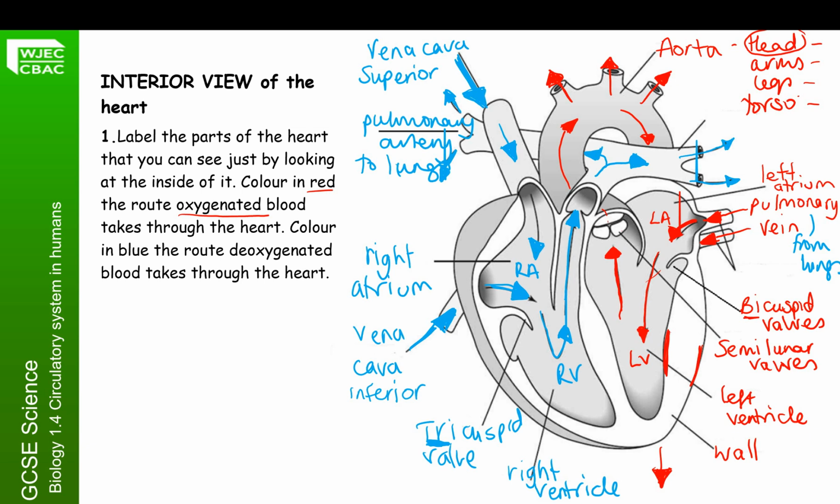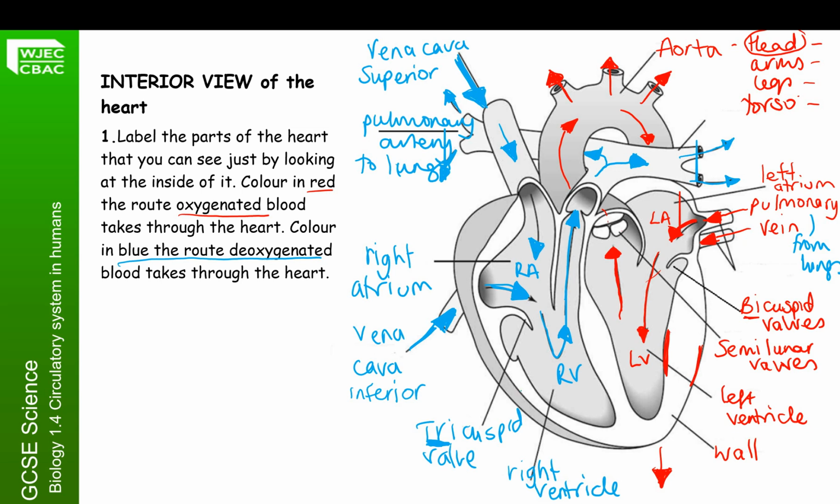So hopefully that should be your sequence. So we've coloured in blue the route of the deoxygenated blood. Once the blood picks up oxygen in the lungs, the whole process happens again, and the blood comes in into the pulmonary vein in the left side of the heart.